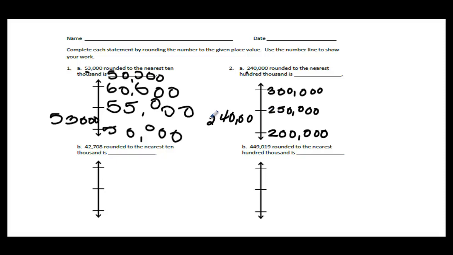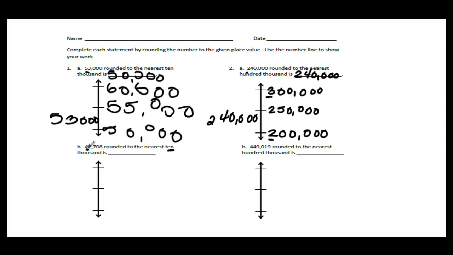Remember, if I'm going too quickly, you can always pause the video and get caught up. Okay, so now I'm looking to see, is it closer to this 100,000 or this 100,000? So since it's below the halfway point, round to the nearest 100,000, this would be 240,000. So then I look at B. It says round to the nearest 10,000. So there are 4 10,000s.